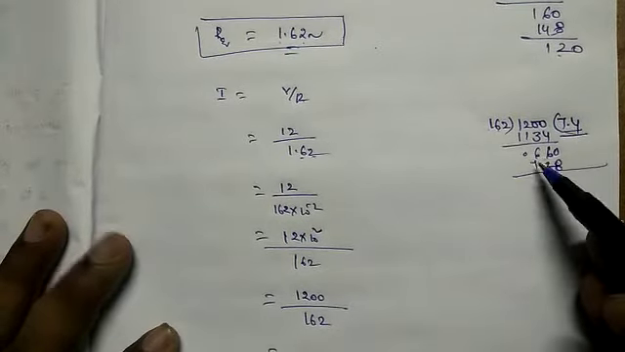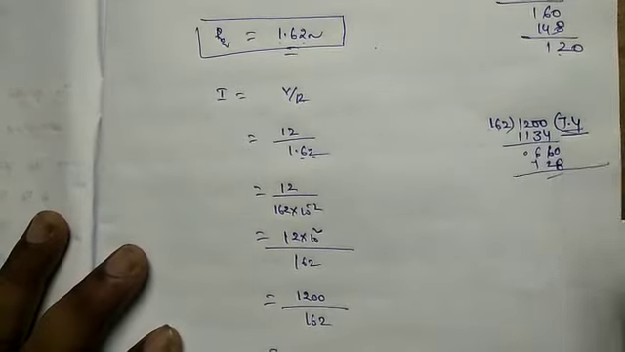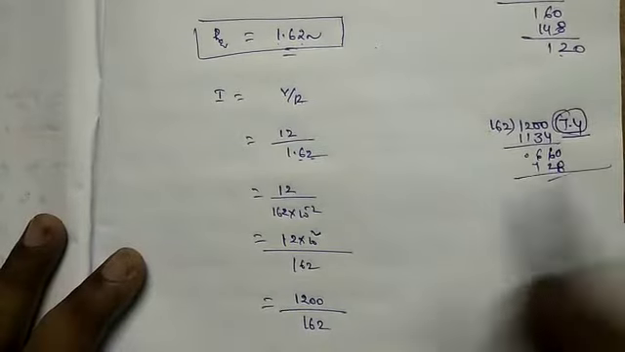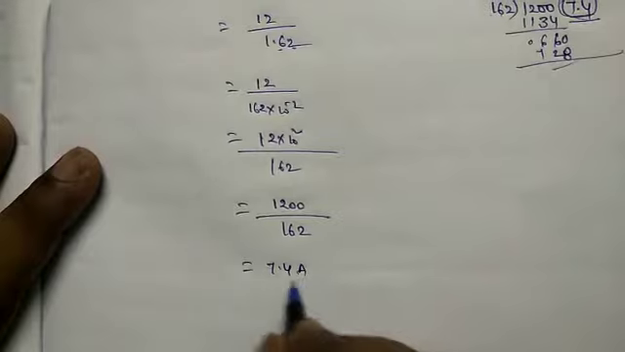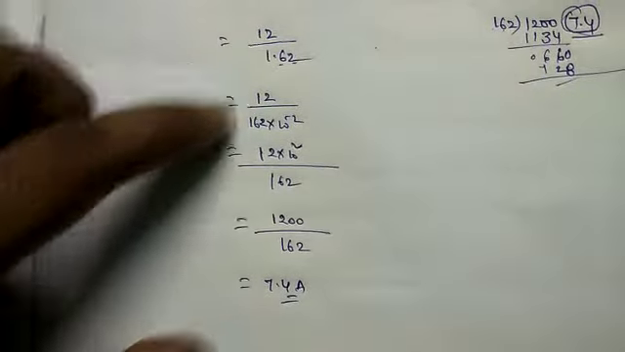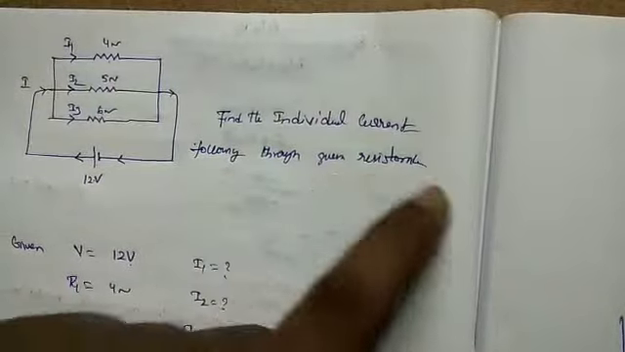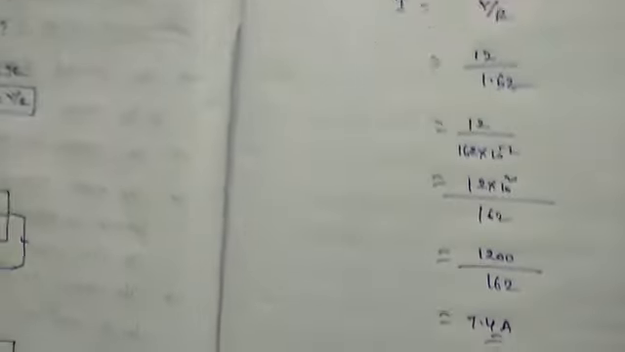7.39. Let's see here, 7 out of 6 4 0, right, correct, yes. So 7.39 like that. We have to use 7.4. So 7.4 amps. This is the total current. But in the problem, what is given? Find the individual current flowing through the given resistance. So we have to find the individual currents.